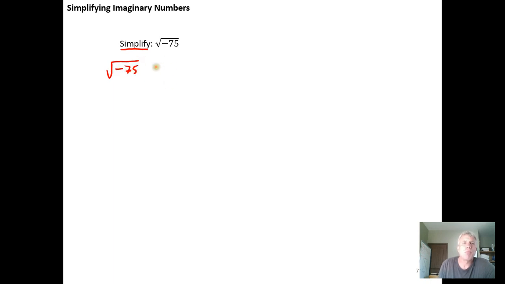And we're going to do this a couple ways. So one, I'm going to show a lot of detail, and the other will show a little less detail. So one way to think about this is that we can break negative 75 into 75 times negative 1. And then we can break apart the square root of 75 times the square root of negative 1. And 75, I want to recognize that 75 can be broken into 25 times 3 is still 75.